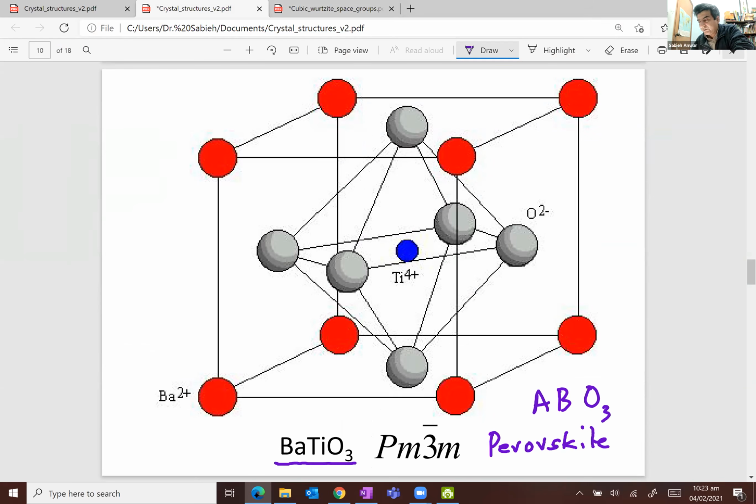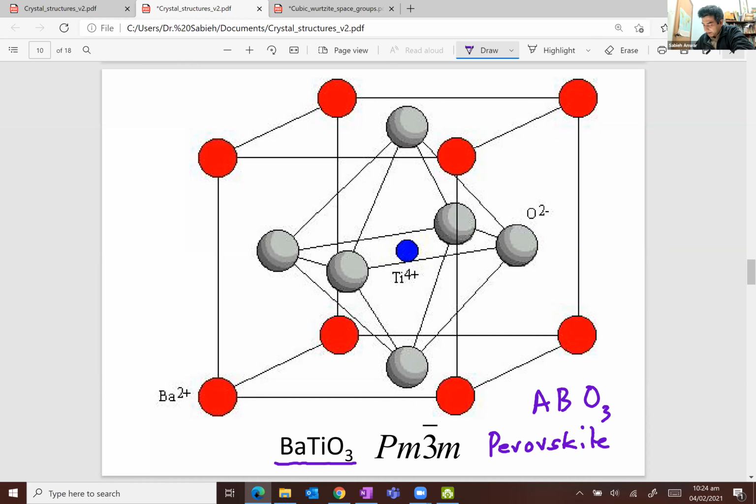Now the perovskite structures are really important. One of the first high temperature superconductors that were discovered in 1986, yttrium barium copper oxide, belong to this class. Many of the new solar cells that are being made are of the perovskite kind. Many ferroelectrics, piezoelectrics, which find a lot of technological applications, are of the perovskite structure.